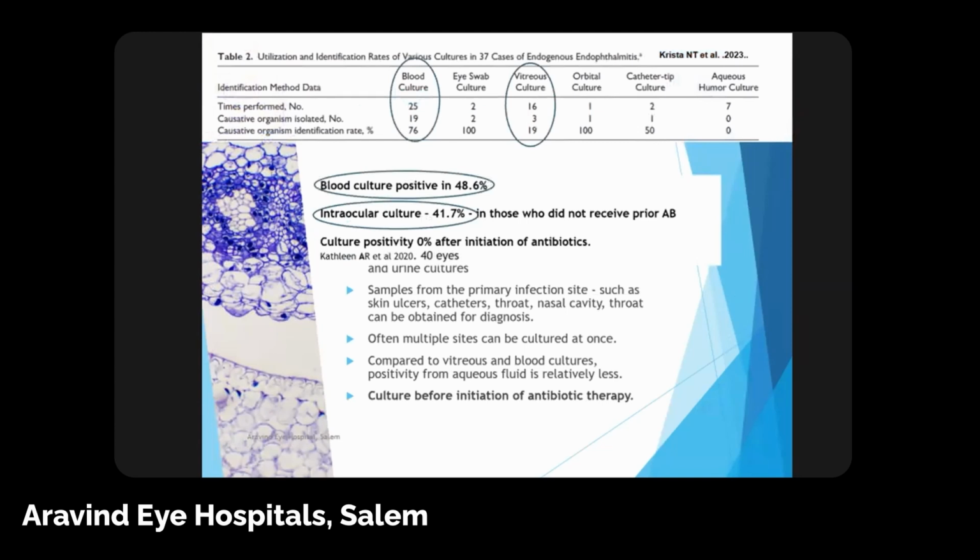The outcome of cultures can vary from center to center. As you can see in the publication above, 76% of the blood cultures were positive, whereas in the other report they had a positivity of 48%. Vitreous cultures, surprisingly, in the first study were positive in only 19%, whereas in the study below it was 42%. And if a pre-culture antibiotic was given systemically, then all the cultures turned negative in the study.